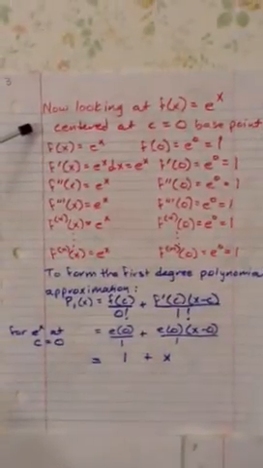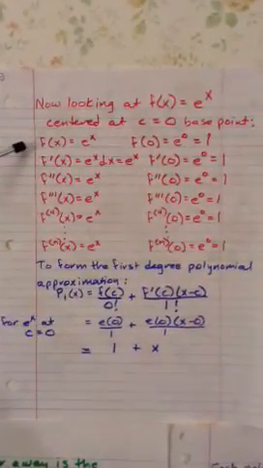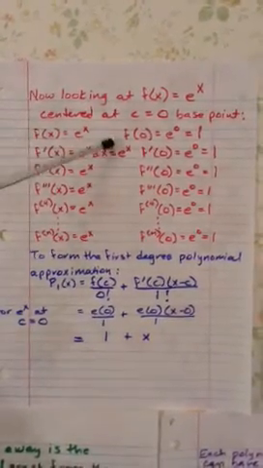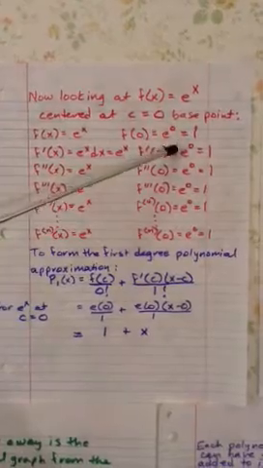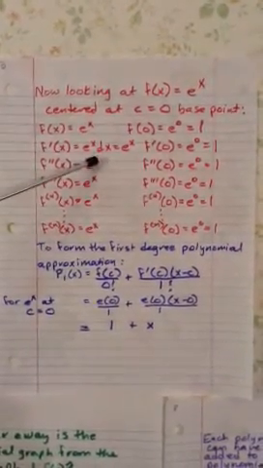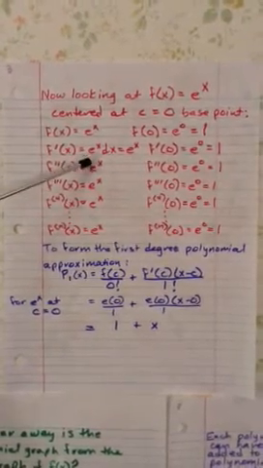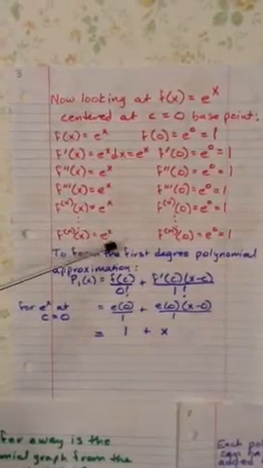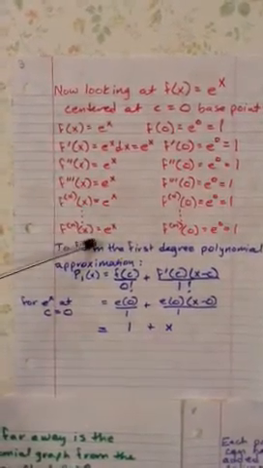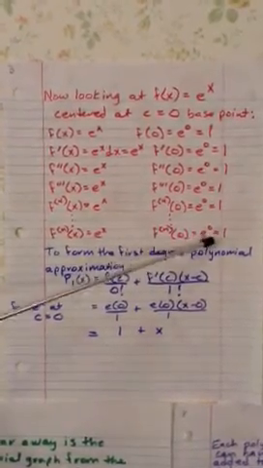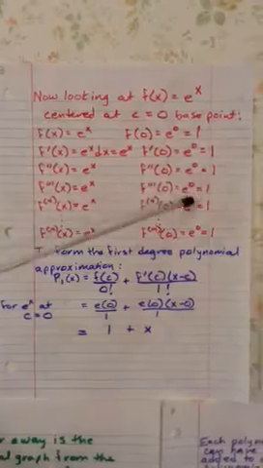Now looking at f of x equals e to the x, centered at c equals 0 base point, here's your original function, e to the x, evaluated at 0 is just 1. The derivative of e to the x is e to the x, and the derivative of x is just 1, so it's e to the x. Derivative of e to the x is always e to the x, so all of the derivatives will be e to the x. And evaluating at 0 will all give you 1, all the way down through.